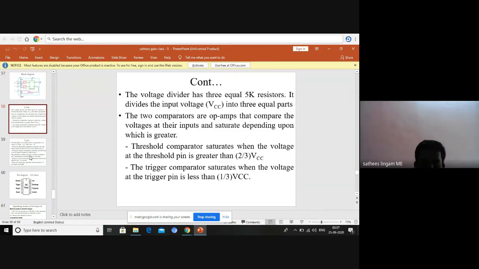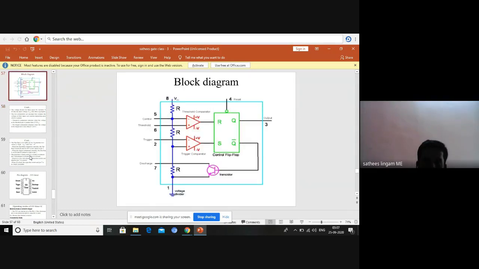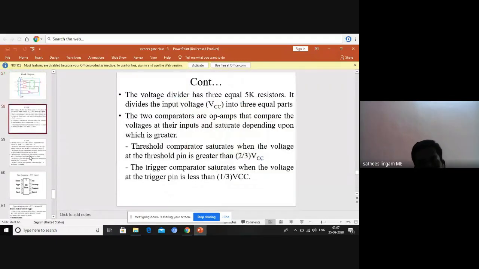So totally three resistors, and all three are 5 kilo ohm resistors. You know what is kilo ohm? No, there is no time to explain. Anyway, it divides the input voltage VCC into three equal parts.